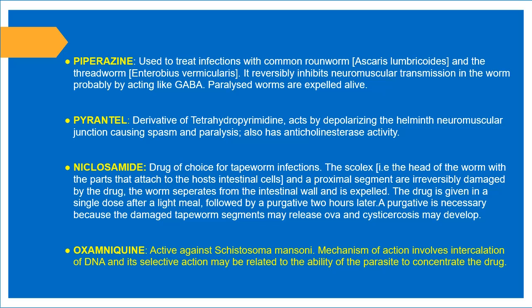A purgative is necessary in such a case because the damaged tapeworm segments may release ova which are not affected by the drug. So there is a theoretical possibility that cysticercosis may develop for other tapeworm infections. The next drug, oxamniquine, is active against Schistosoma mansoni, affecting both mature and immature forms. Its mechanism of action may involve intercalation in the DNA, and its selective action may be related to the ability of the parasite to concentrate the drug.